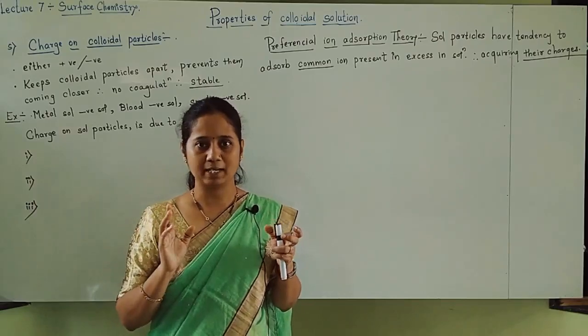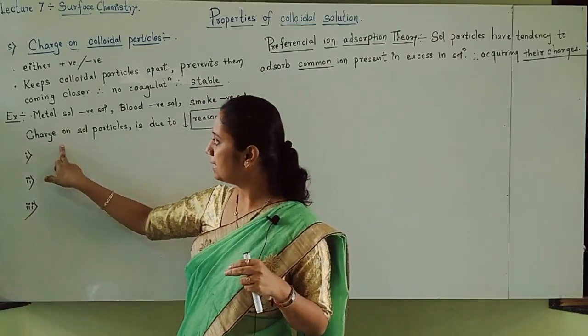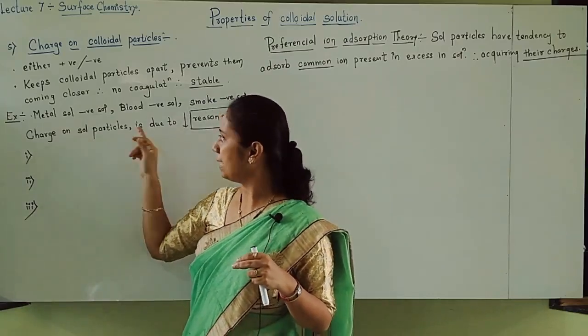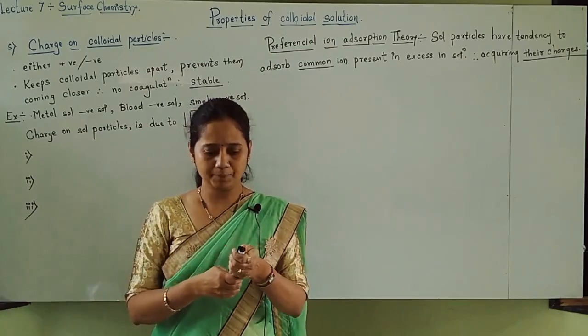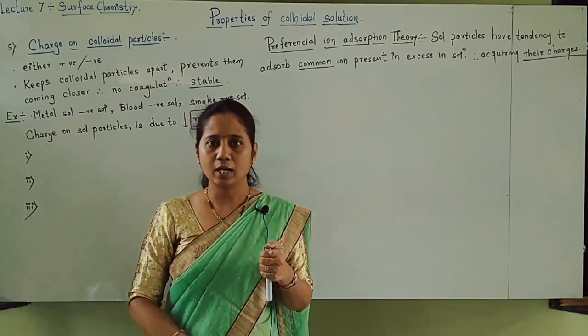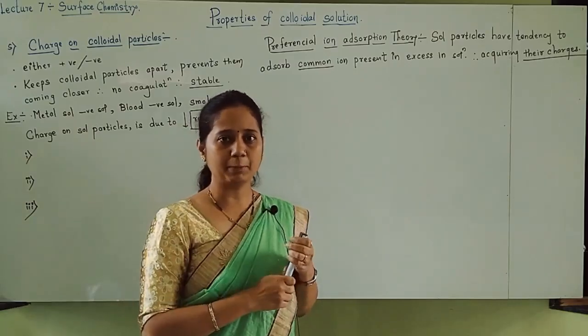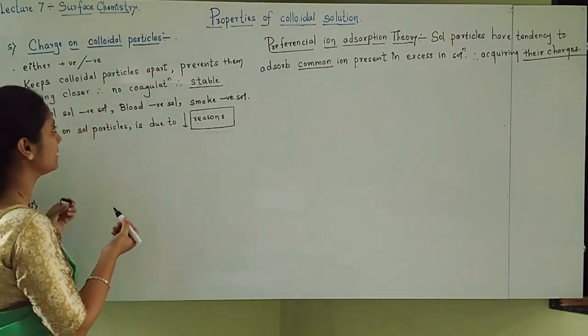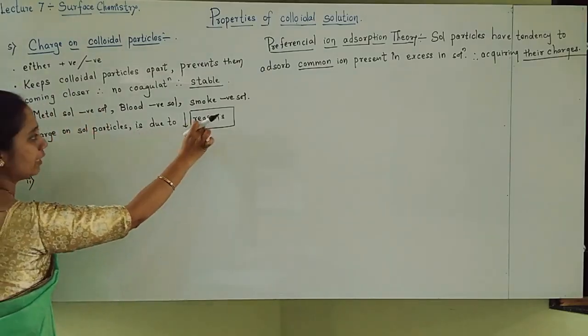So all colloidal particles carry a charge, either positive or negative. Let us move towards the reasons for charge on sol particles. What is the reason for charge on colloidal particles? First reason is that electrons may be captured by these colloidal particles. So the charge on colloidal particles is due to the following reasons.